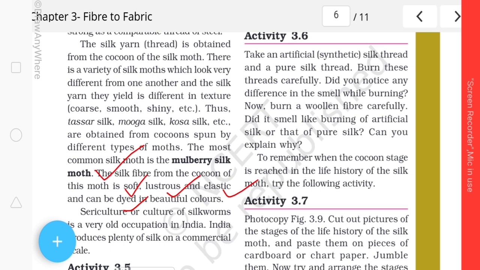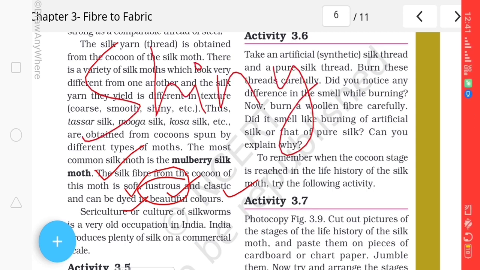The fibers which we get from the mulberry silk moth are very soft and lustrous. The meaning of lustrous is shiny. They give us some kind of shine and can be dyed in beautiful colors. Here dyed means we can add some color, we can color it into different colors, okay.